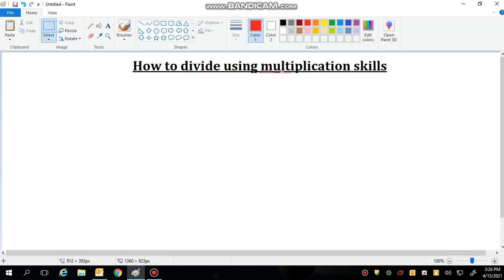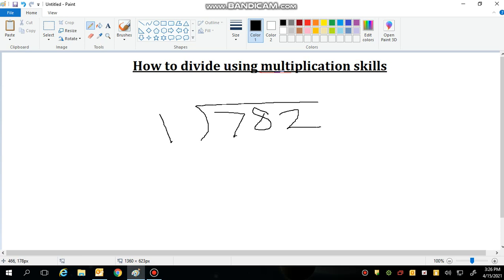Now, let's try a little bit of a challenge. Let's do double-digit numbers. Let's try, how about 782 divided by 14.